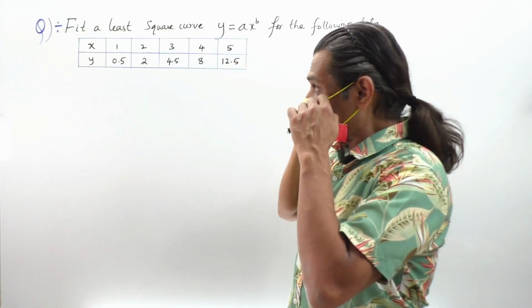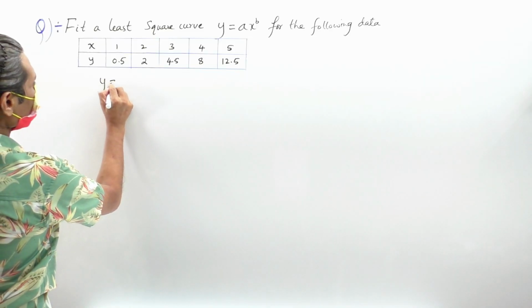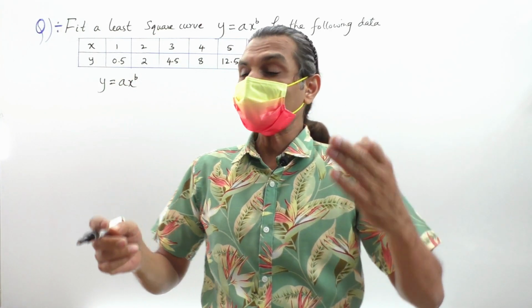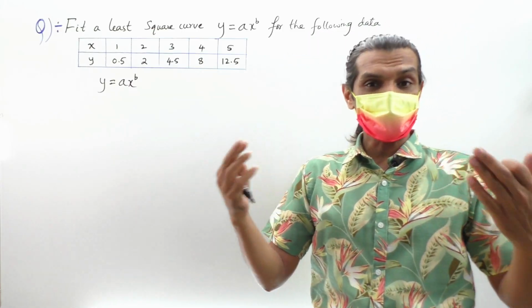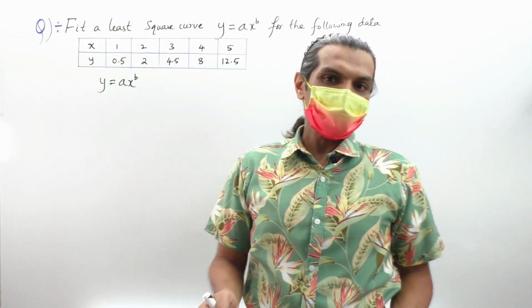Fine. So, the equation given here is what? We have y is equal to a x to b. So, first, as we discussed a while ago, we will first make the equation for this, we will convert it to straight line form and fit the least square, and that we will put in the table and get the values and get the answer.